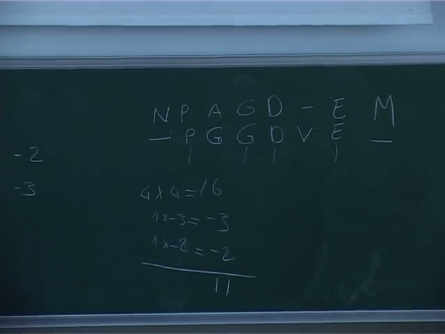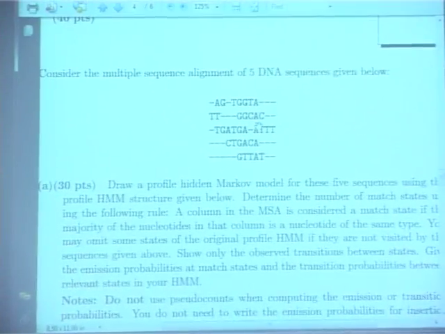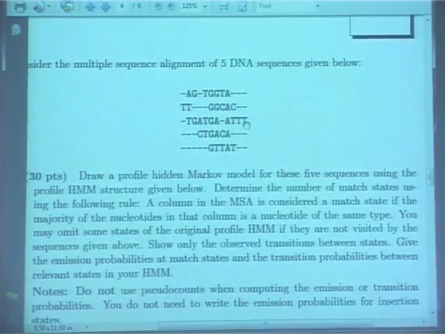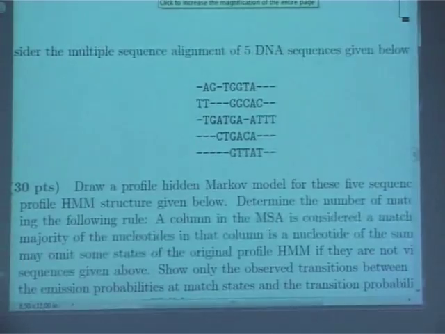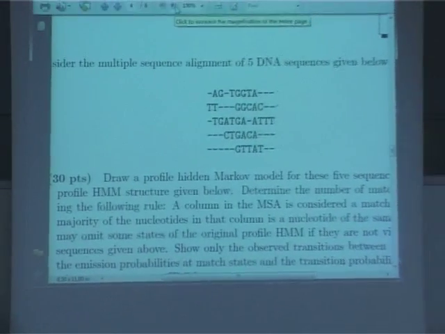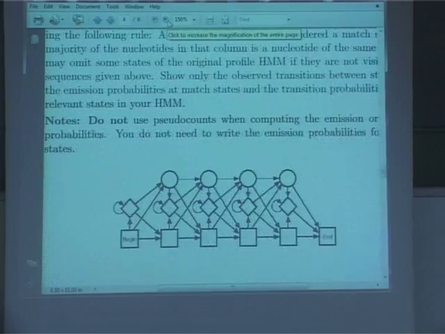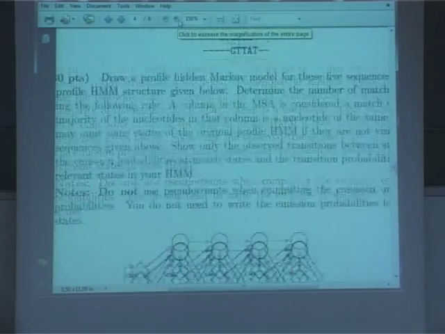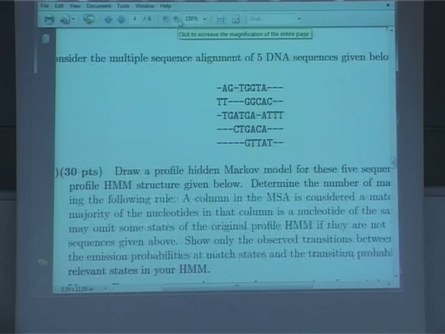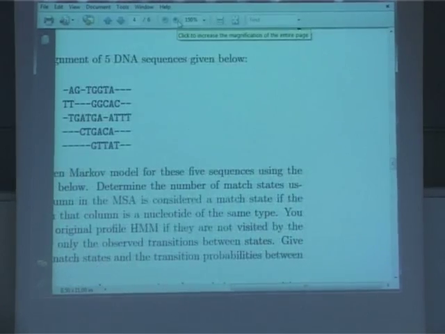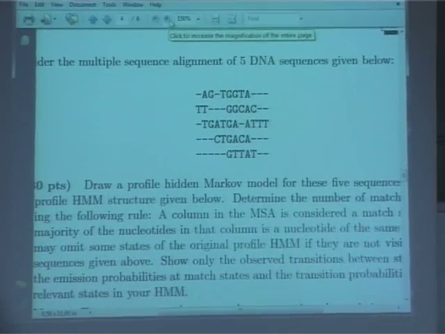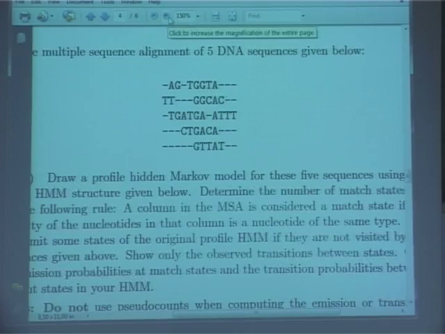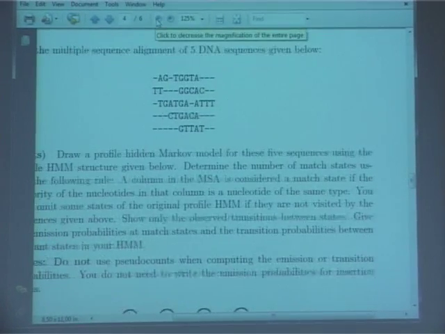So this is the profile hidden Markov model, similar to your assignment. So we are given these multiple sequences. Let me zoom in more. And we are going to draw a profile hidden Markov model, similar to that structure below. First, the match states. First, we need to determine the number of match states.